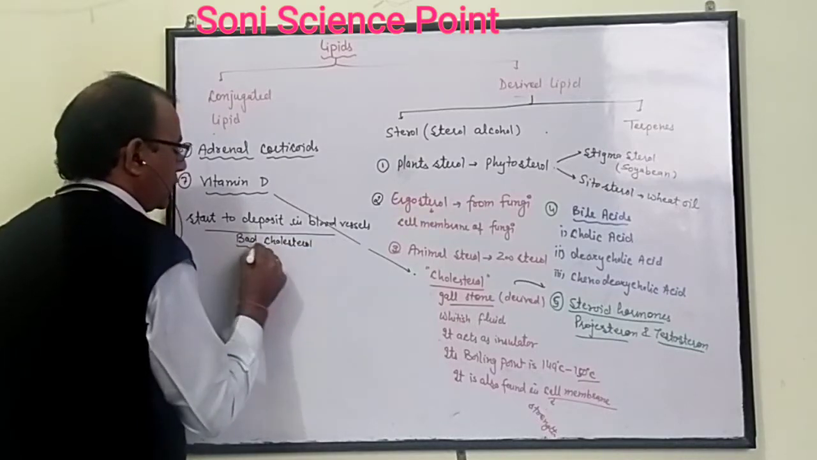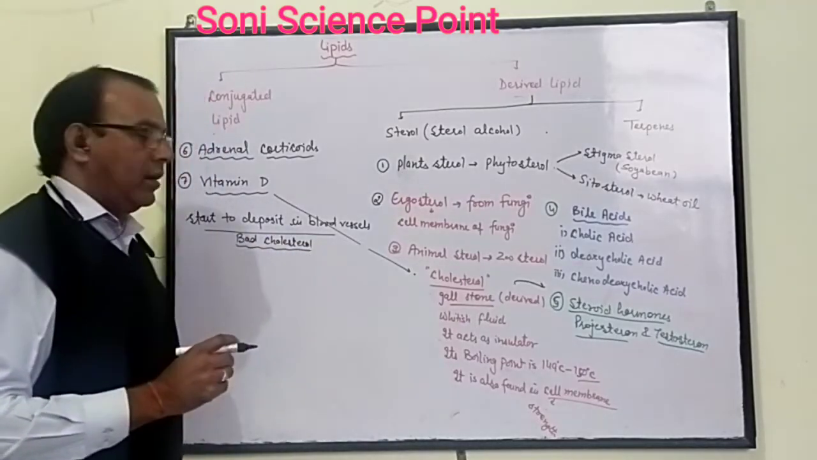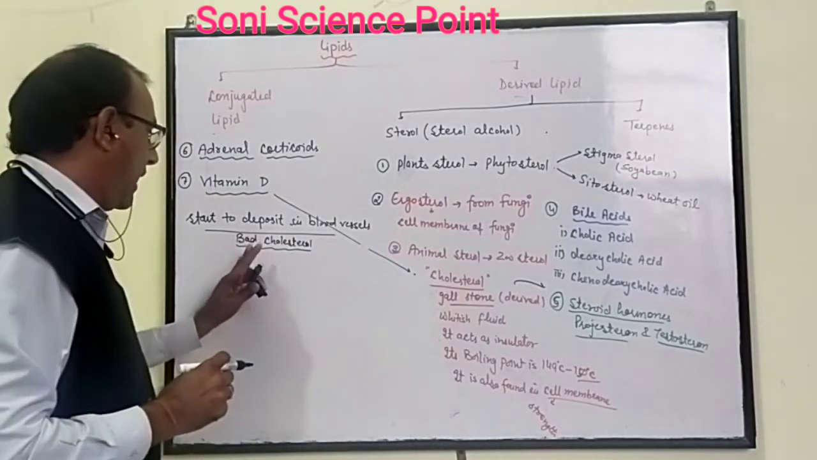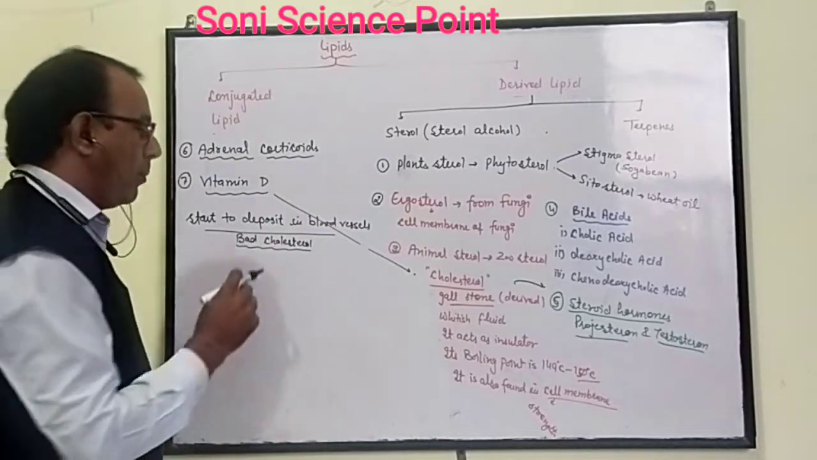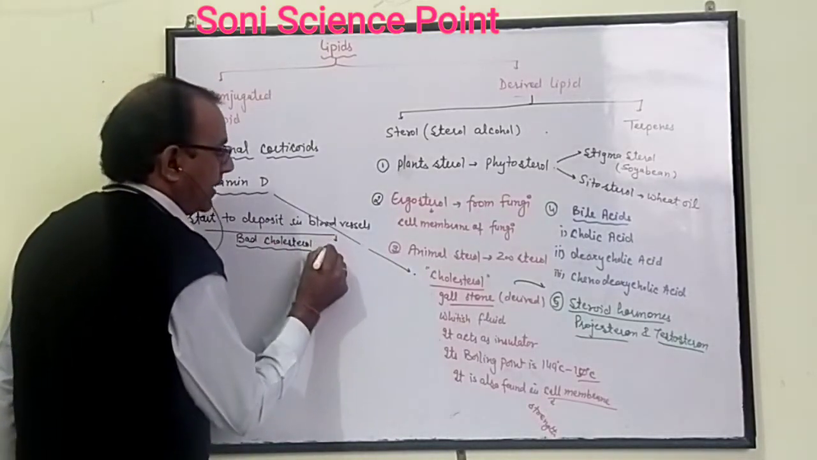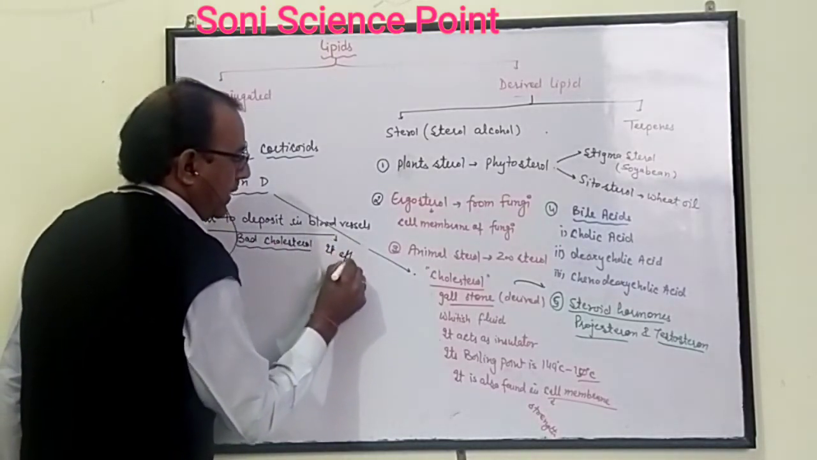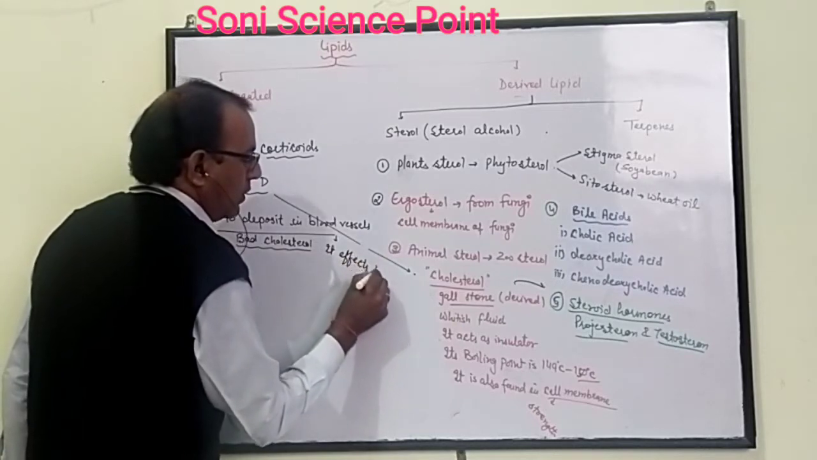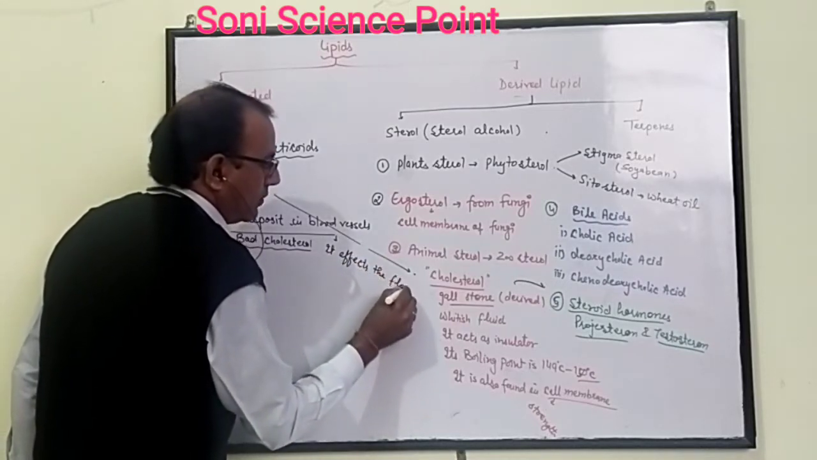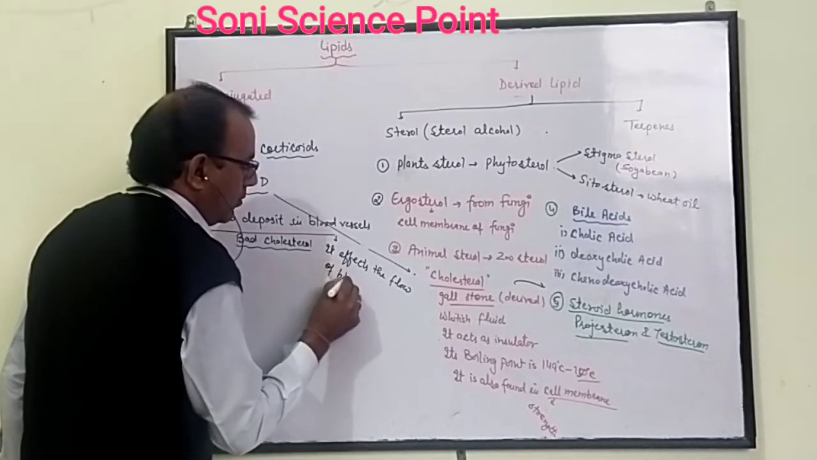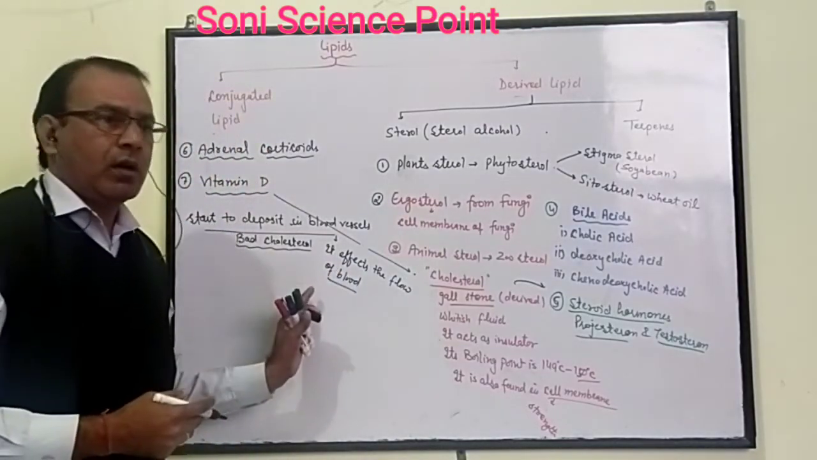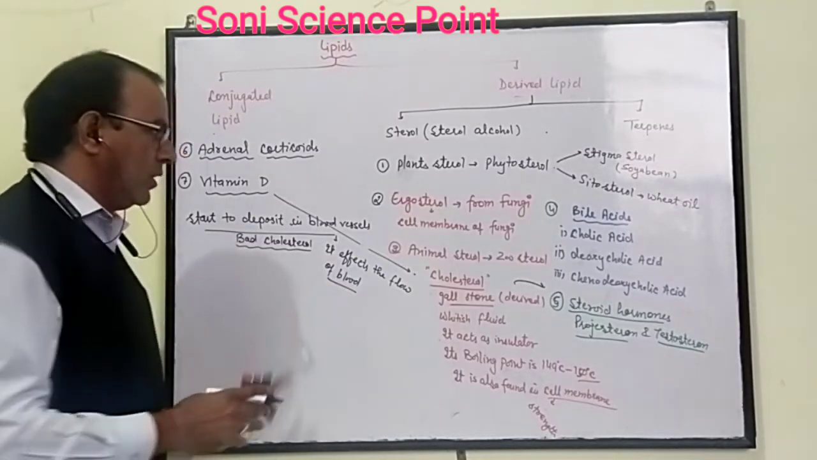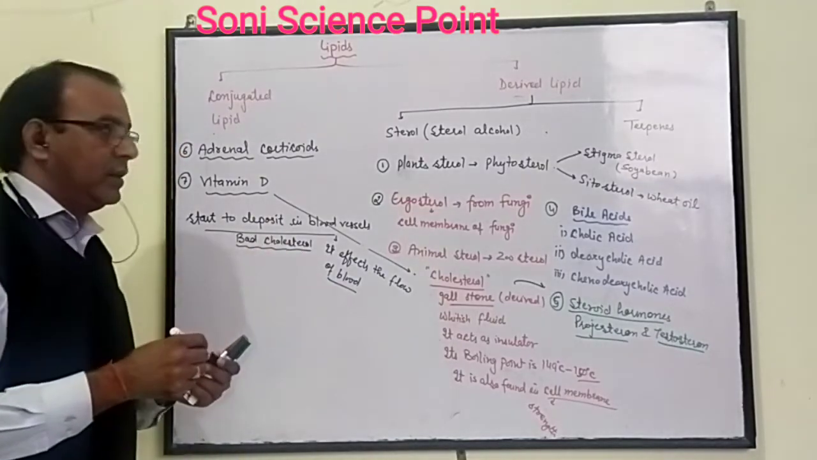If the amount of cholesterol exceeds the limit, then that is called bad cholesterol, and it may start to deposit in blood vessels and affect the flow of blood. So a person may undergo cardiac arrest. These are the different types of steroid.